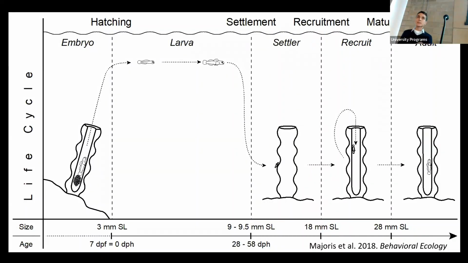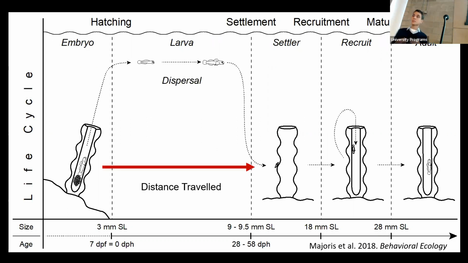Okay, and so as part of my work, I described the life cycle of this species. Once the adults lay eggs at the base of the sponge tube, those embryos take approximately 7 days to develop. The larvae then hatch and they swim up into the water column where they develop for about 28 to 58 days before they then have to return to the reef and settle on sponge habitats. So these settlers, this is called a settler, then develop for a while on the outer sponge before they recruit into the sponge tube and eventually grow to reach adulthood.